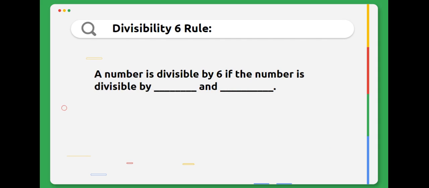Okay, the divisibility rule for the number 6. A number is divisible by 6 if the number is divisible by 2 and 3. So if I can divide that number by 2 equally, and I can divide that number by 3 equally, I can also divide it by 6. Why is this? Because 2 times 3 equals 6. Here's an example: 24 divided by 2 is 12. 24 divided by 3 is 8. And 24 divided by 6 is 4. Great job.